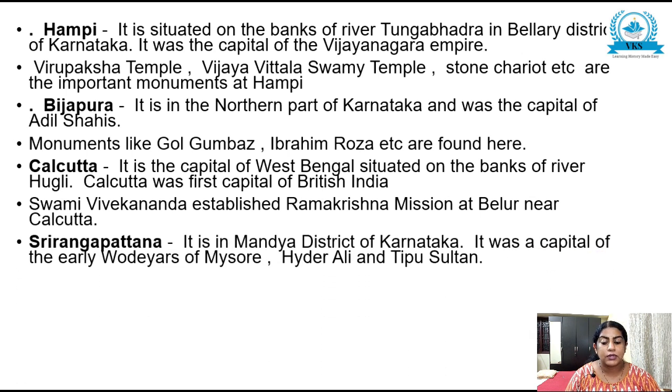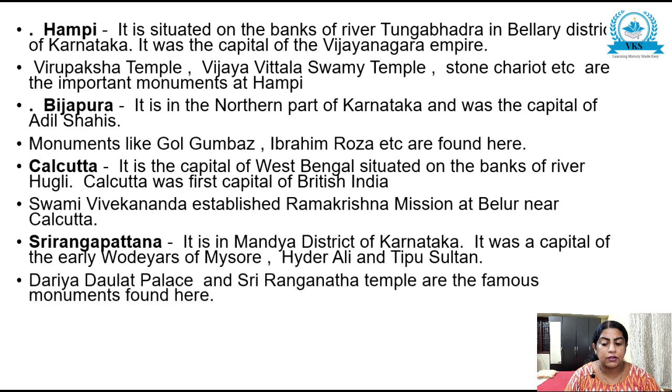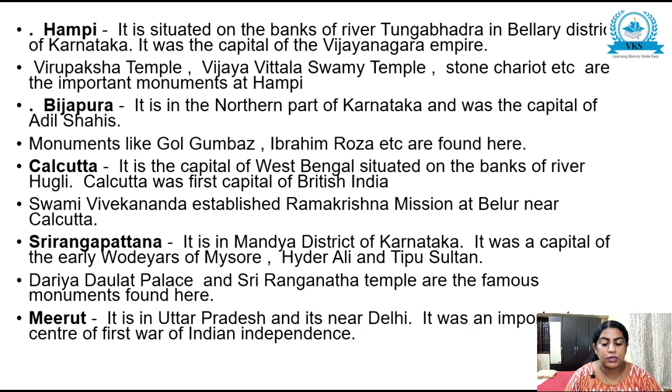The next place, Srirangapattana. It is in Mandya district of Karnataka. It was the capital of the early Wadiyars of Mysore, Hyder Ali and Tipu Sultan. Daria Daulat Palace and Sri Ranganatha Temple are the famous monuments found here. Meerut is in Uttar Pradesh, near Delhi. It was an important center of the First War of Indian Independence.